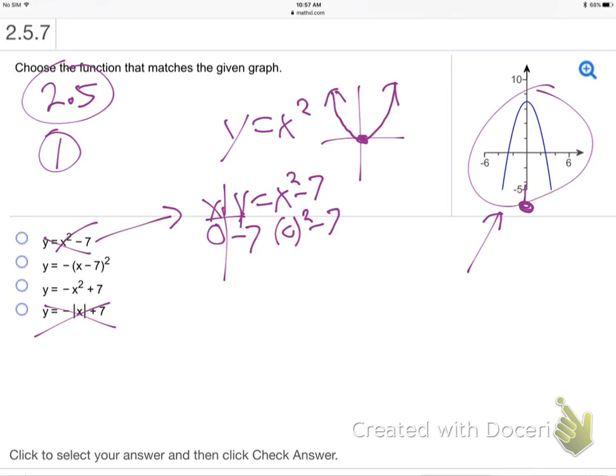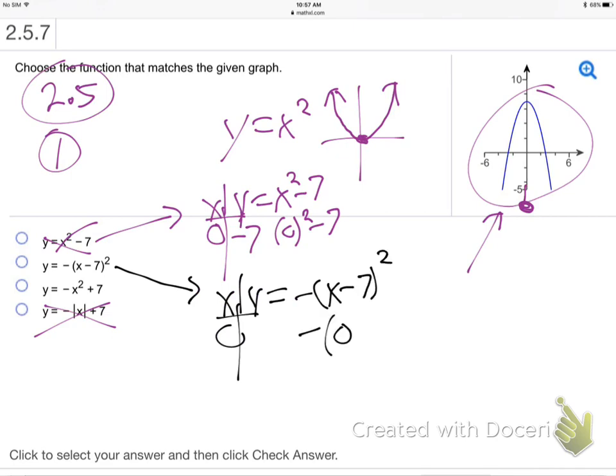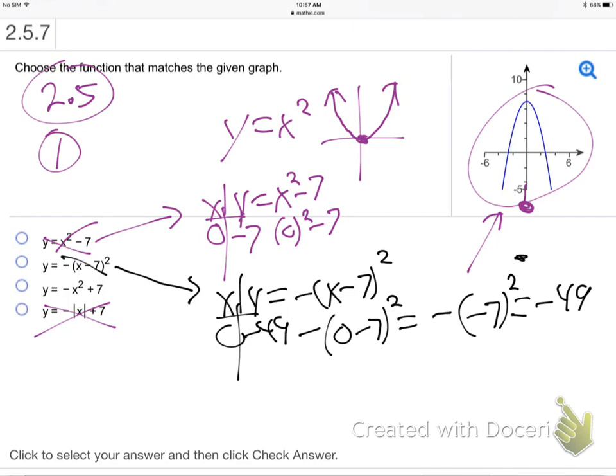So could it be B or C? So let's try B. XY table again. Just put in 0 because that's easy. Could it be like that? Well, that'd be negative 0 minus 7 squared. That's negative 7 squared, that's negative 49. Over 0 down 49? That'd be way down here. No. We know the answer now, huh? But let's see it's true by the table, and then I'll talk to you about what those things do.